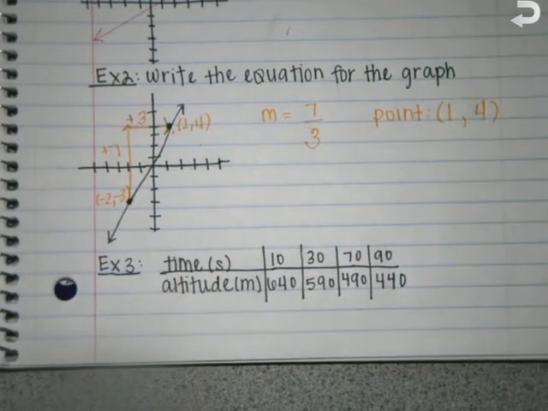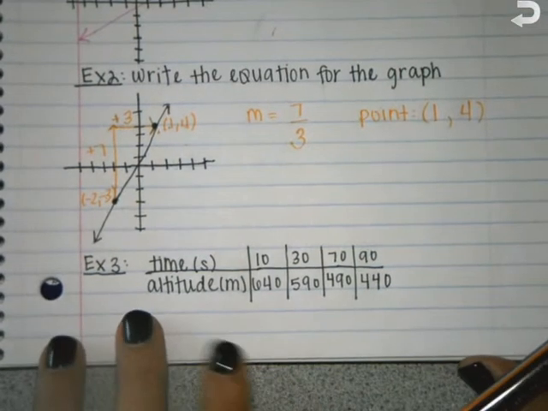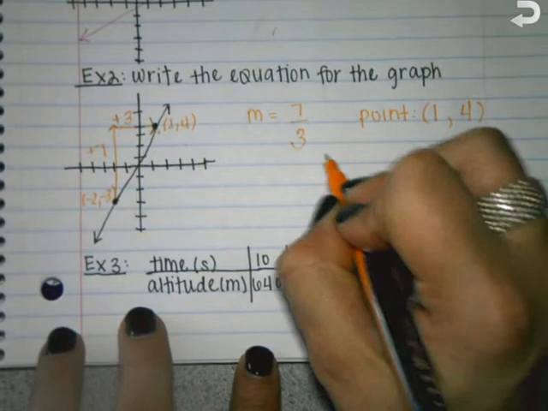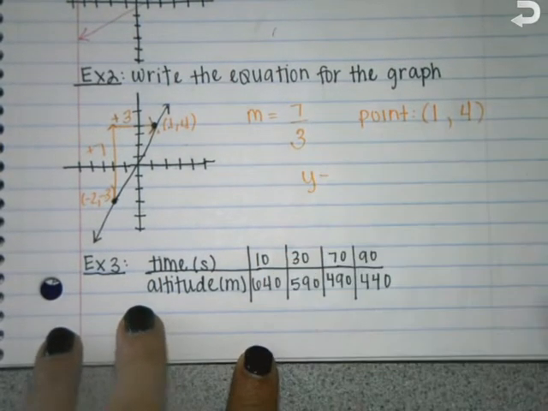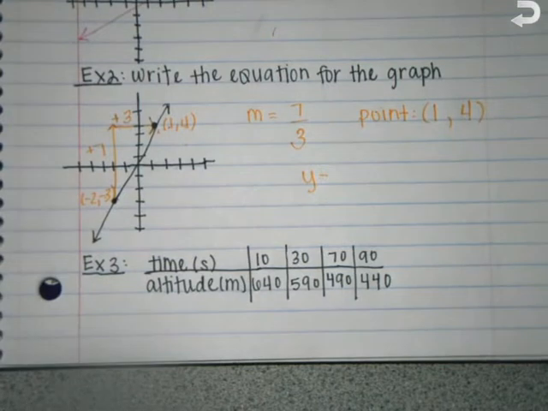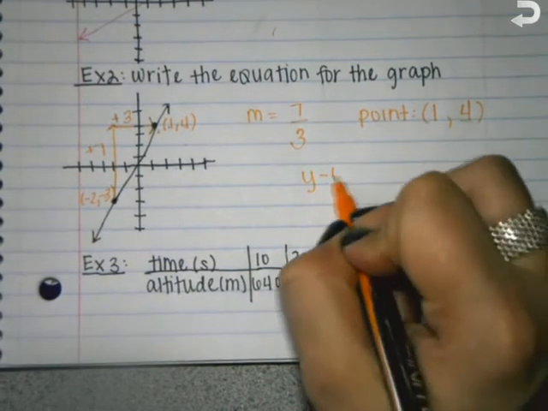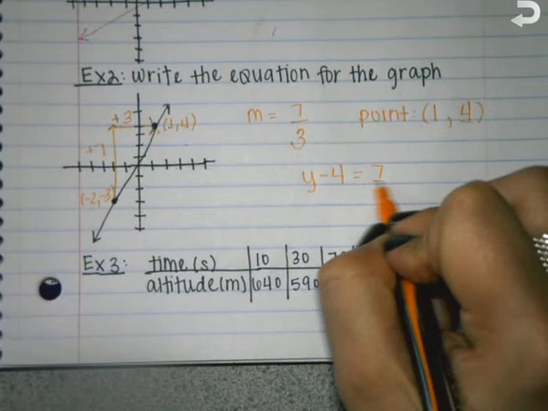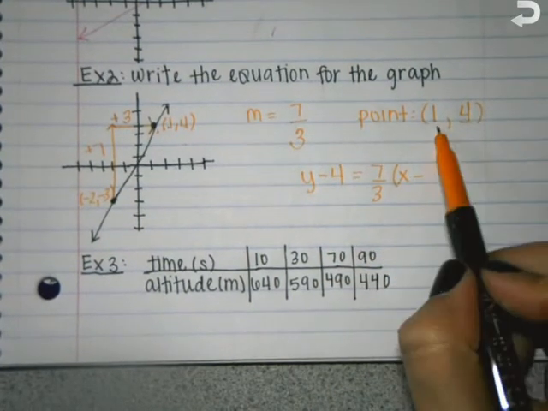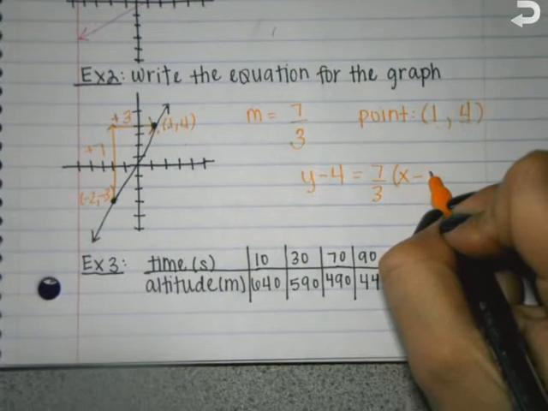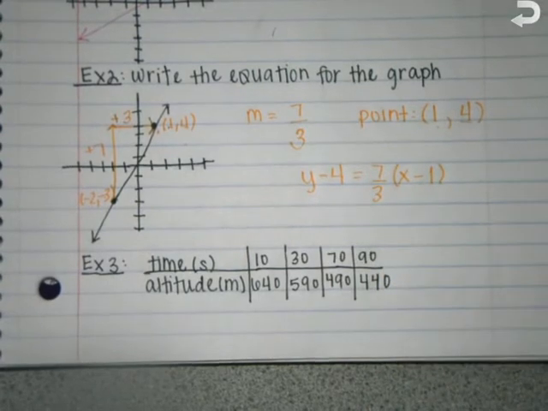So let's start with using the point 1, 4. Plugging in the point 1, 4, that's going to be y minus, what's the y coordinate? 4 equals 7 over 3 times x minus, what's the x coordinate? 1. That's it, you're done.